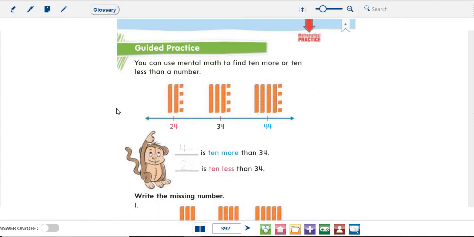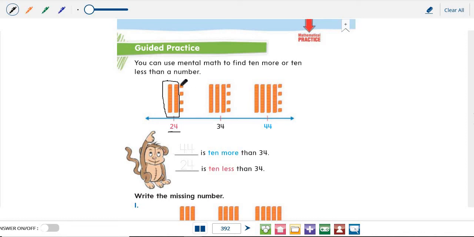Interesting. Now let's solve the first example in your book. Page number 392. On the number line, we started with number 24. 24 has two tens. So, to model this number, we use two rods. Here they are, to represent the number of tens. And we have 4 ones, so we used 4 cubes to represent the number of ones. And the next number is 34.